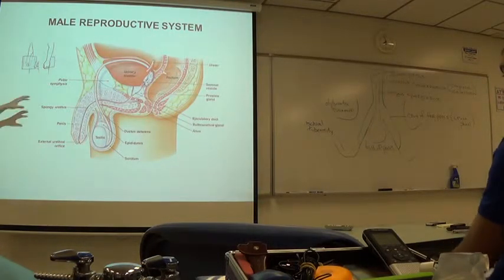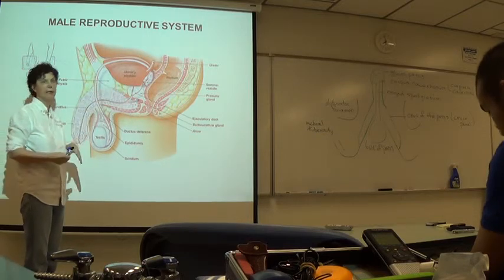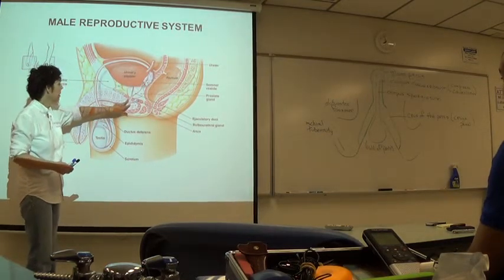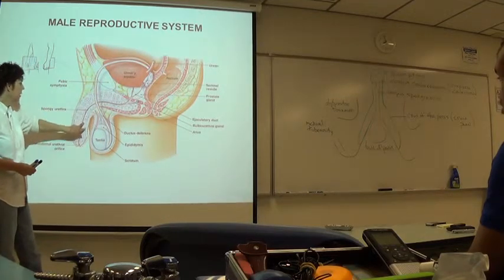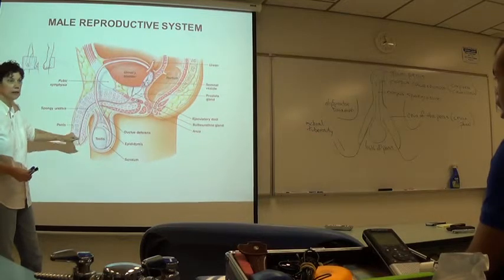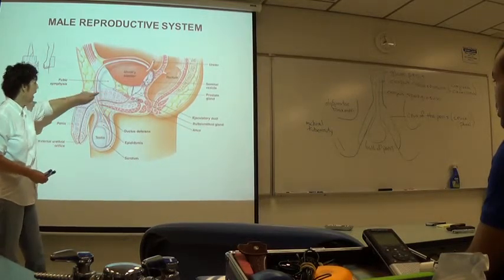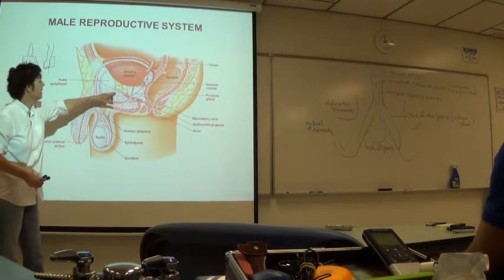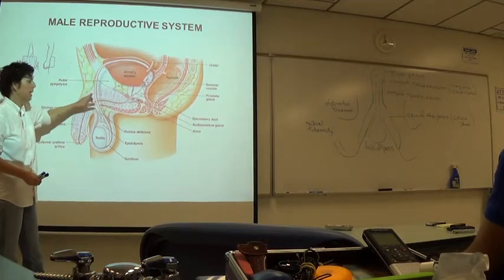So here we can't see the crus because it's going behind the screen. But here is the bulb. And this structure right here is the corpus spongiosum expanding to form the glans. And up here we have one of the corpora cavernosa. Now you'll notice it's divided into septi.